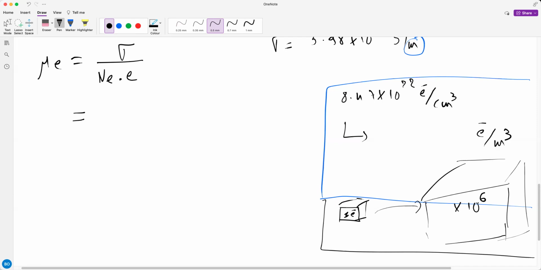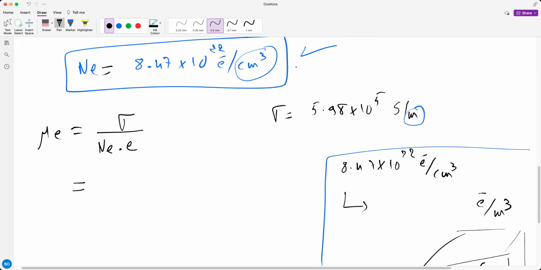Now, what is the conversion factor? We know that 1 centimeter is 10 to the minus 2 meters, or 1 meter is 100 centimeters. So 1 square meter is 10 to the power of 4, and 1 cubic meter is 10 to the power of 6. Please don't forget this.